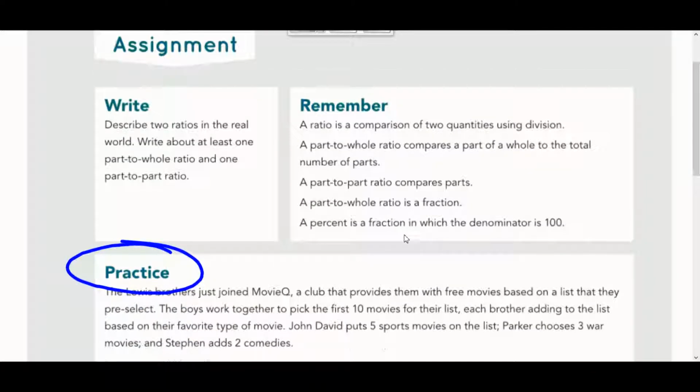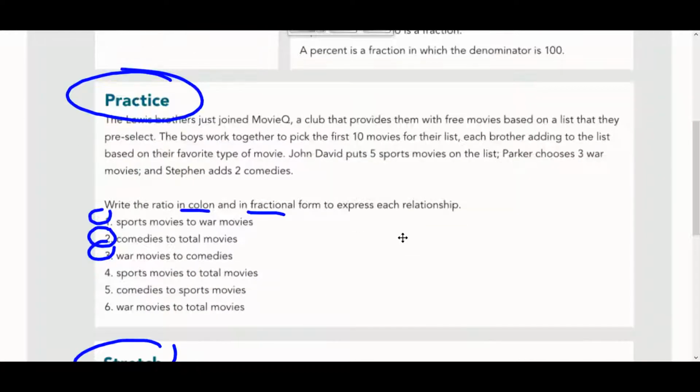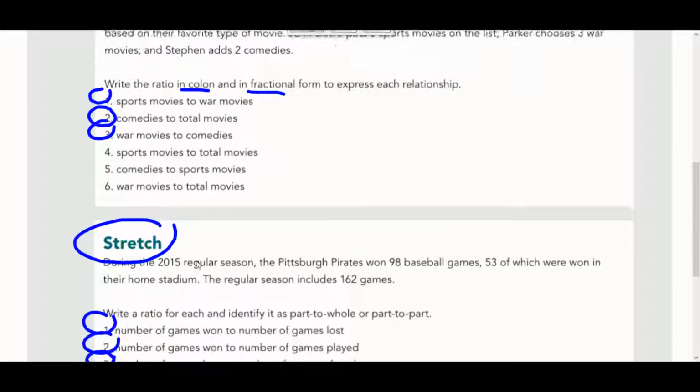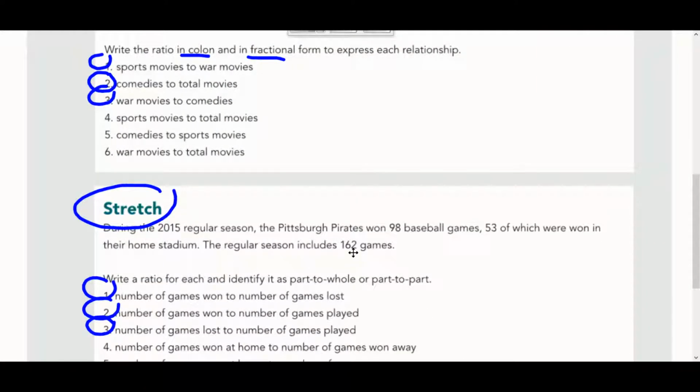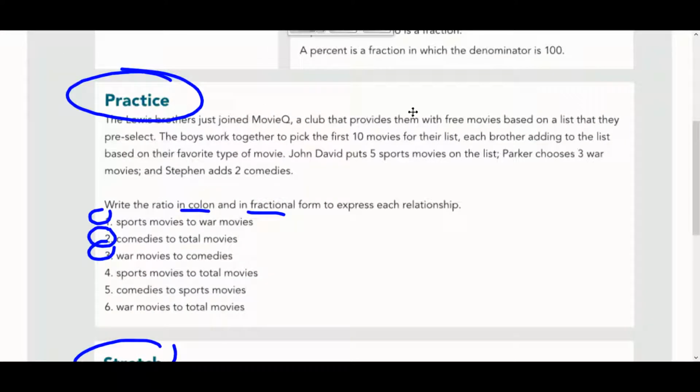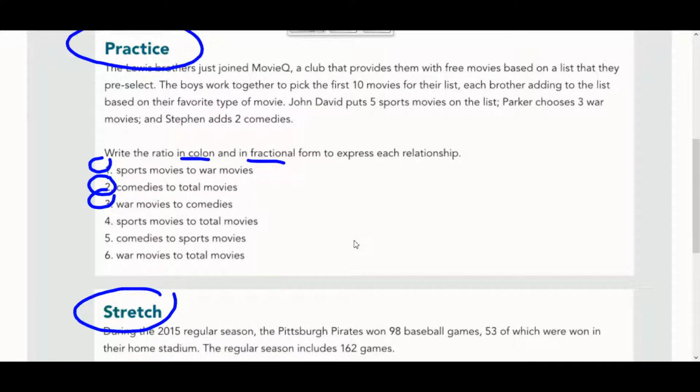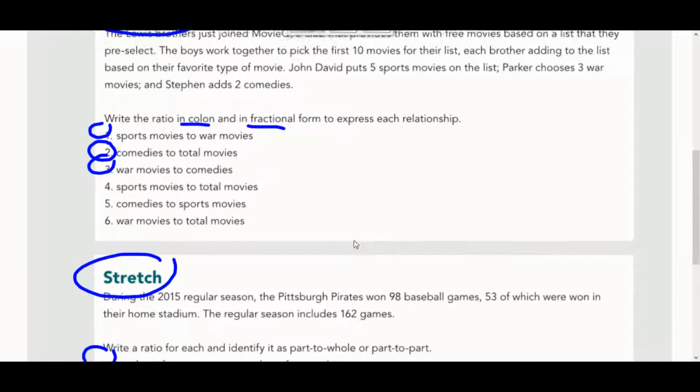For your assignment, this is on page 23. I wanted you to do 3 of the practice problems, so 1, 2, and 3. And then I wanted you to do 3 of the stretch problems, 1, 2, and 3. Now be careful, read the instructions very carefully, because all your information is up here. And notice you should have 2 answers. Write it in colon form and in fractional form. If you forgot how to do that, I think it was back on page 16, flip back there to see the difference between a colon form and a fractional form. So each one of these should have 2 answers. They'll have the same numbers, but they'll be written in different form.